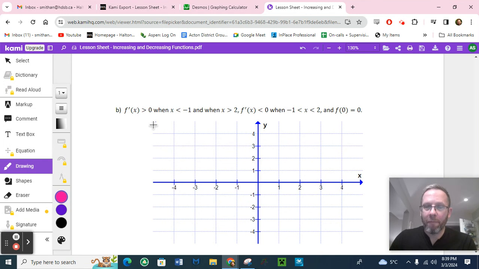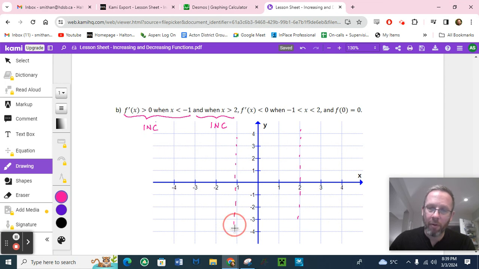So f prime of x is greater than 0 when x is less than -1. So this is telling us a region of increasing. It's increasing when x is less than -1, and when x is greater than 2. So it's increasing on this interval as well. And maybe I'm going to just put some dashed lines here just to keep everything separate and organized. F prime x is less than 0 when -1 is less than x is less than 2. It's decreasing between these two values. And then finally, f at 0 equals 0. That's just telling us that the y value at x equals 0 is 0.